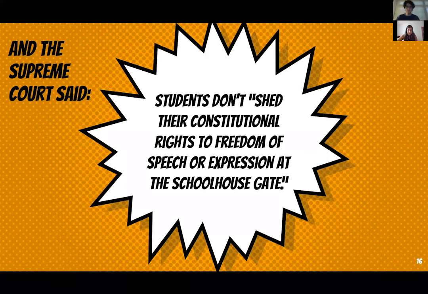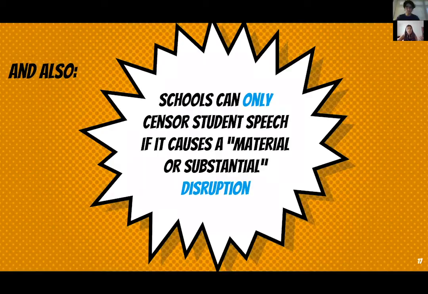And the Supreme Court said students don't shed their constitutional rights to freedom of speech or expression at the schoolhouse gate, which meant that kids were allowed to speak the way they wanted, say what they wanted, and express themselves in the ways they wanted, as long as it didn't cause a material or substantial disruption, which is very key, and we're going to talk a little bit more about that.